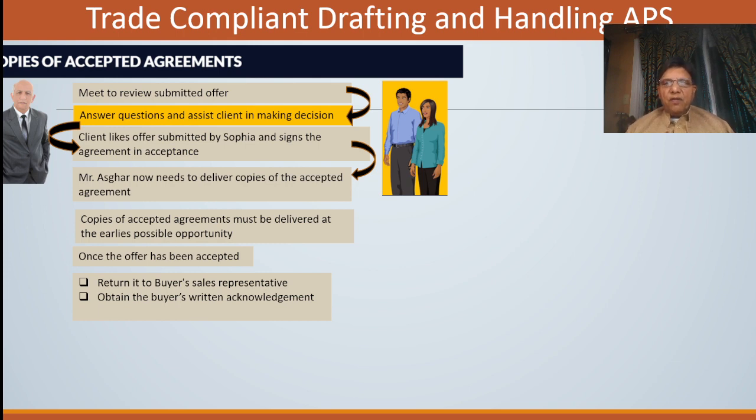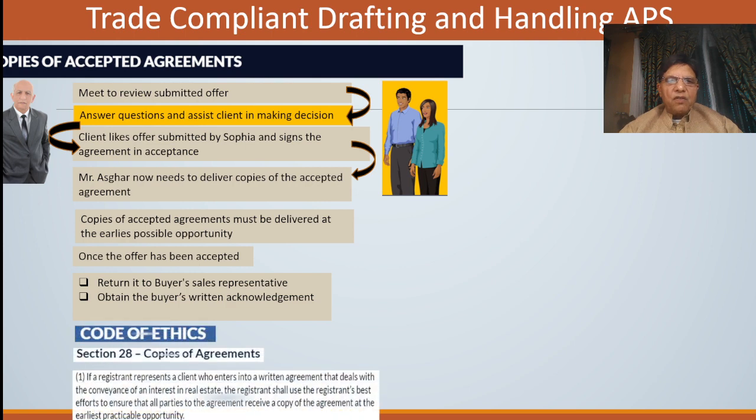A copy has to be given to the buyer's representative, and one copy will be given to all the parties involved in that offer. And that has to be delivered as soon as possible. That's what Section 28 says. Copies of the agreement, as soon as possible, have to be given to all the relevant parties involved in that transaction.